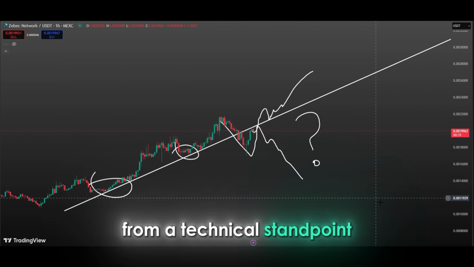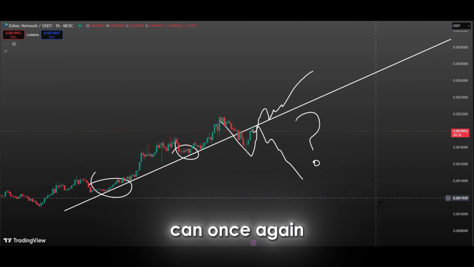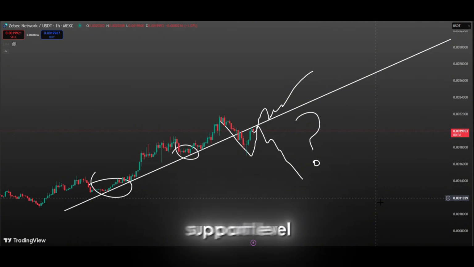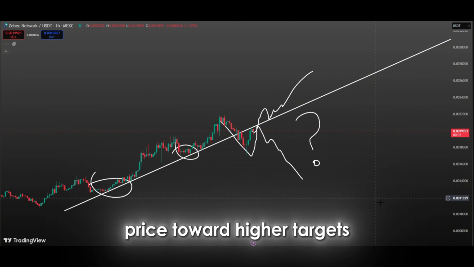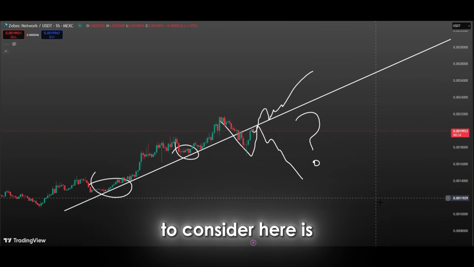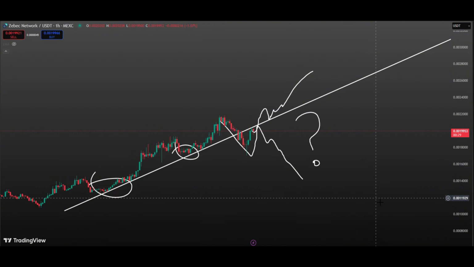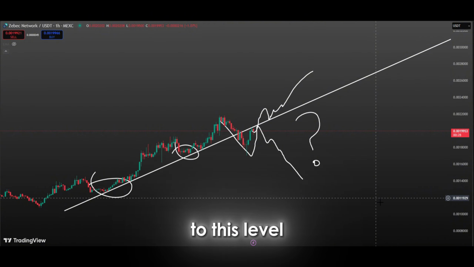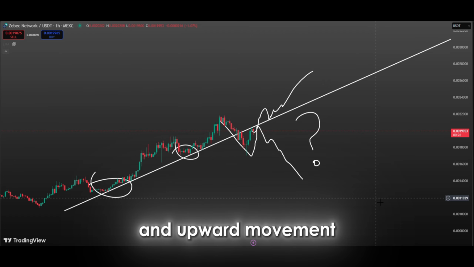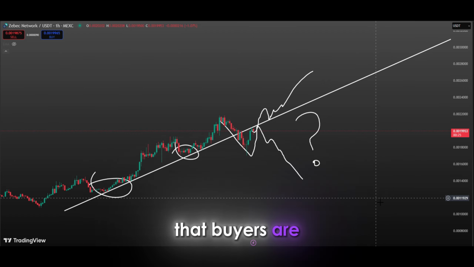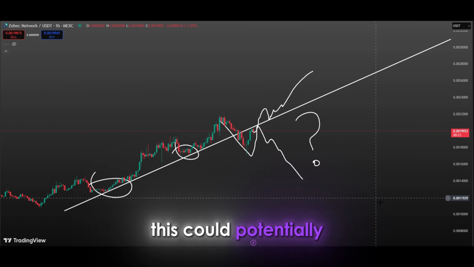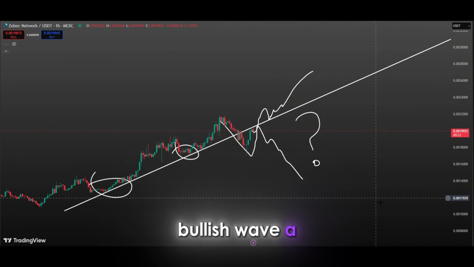From a technical standpoint, in such cases, the trend line can once again act as a support level, potentially launching the price toward higher targets. Another key factor to consider here is how strong the retest process is and what kind of structure the price forms around the trend line. If the price begins to react to this level with increased volume and upward movement, it would be a strong indication that buyers are re-entering the market. This could potentially mark the beginning of a new bullish wave.